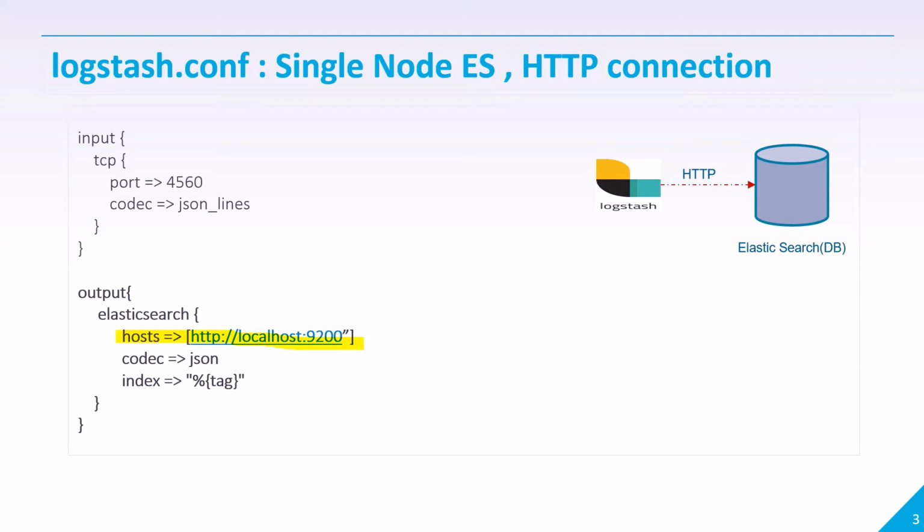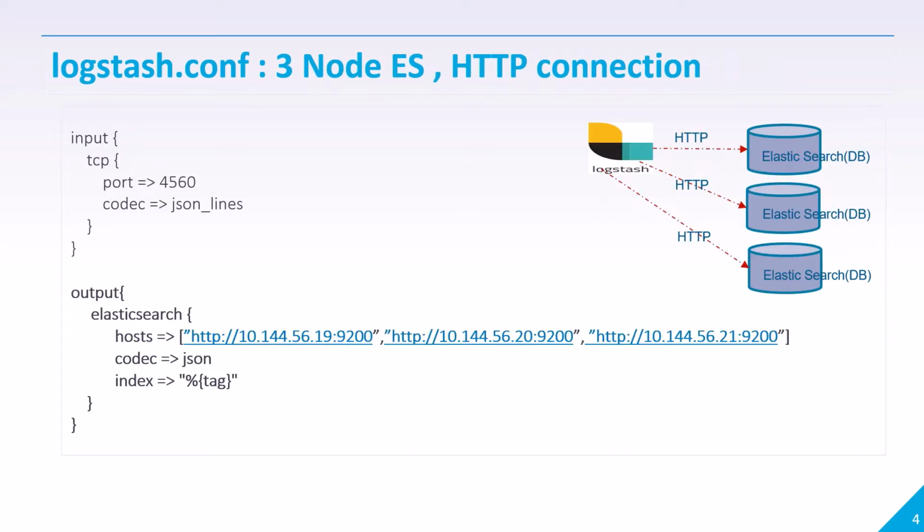Next, we will go by 3-node cluster. For the output configuration in the host, you need to provide three IPs for 3 nodes for reliability. If you provide only 1 node, that is also okay. But for reliability, you need to provide all the 3 nodes.